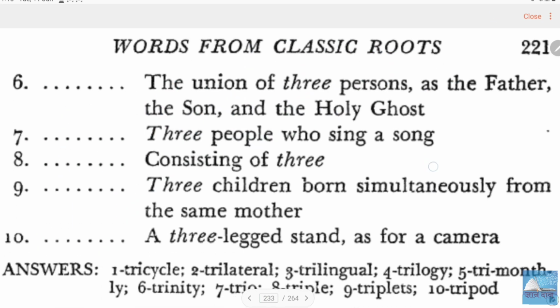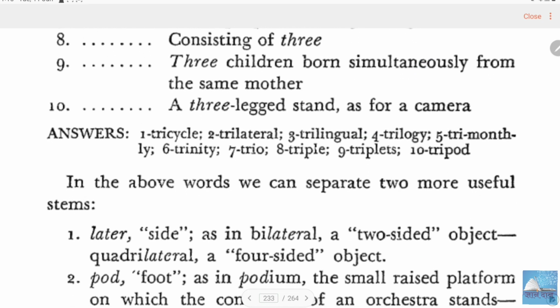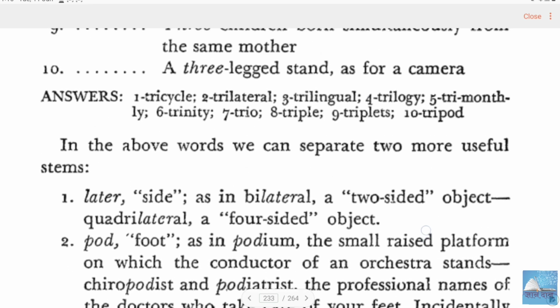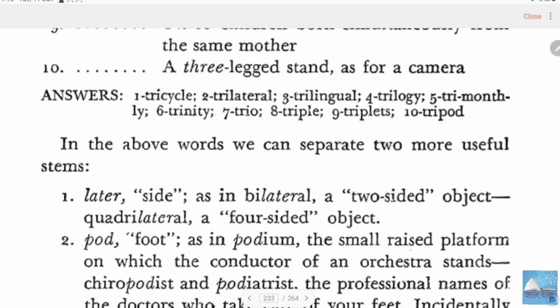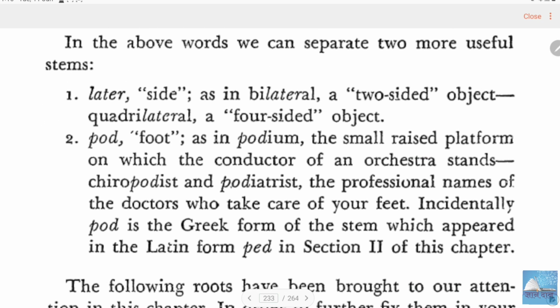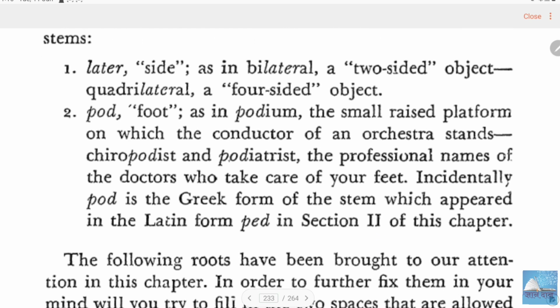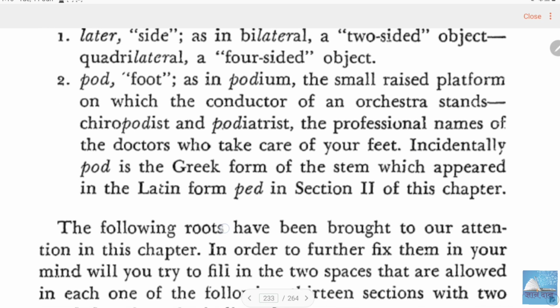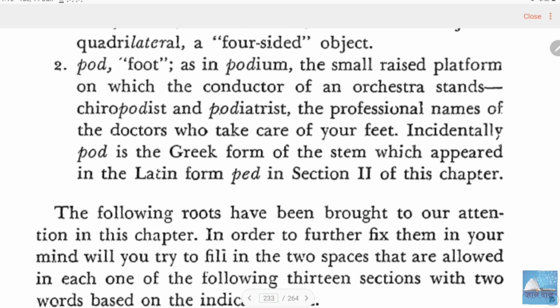Let us now look at the answers. Here's the list of answers that you can check your answers from. In the above words, we can separate 2 more useful stems. Number 1, later, side, as in bilateral, a 2-sided object, quadrilateral, a 4-sided object. And number 2 is pod, foot, as in podium, the small raised platform on which the conductor of an orchestra stands, chiropodist, a podiatrist, the professional name for the doctors who take care of your feet.